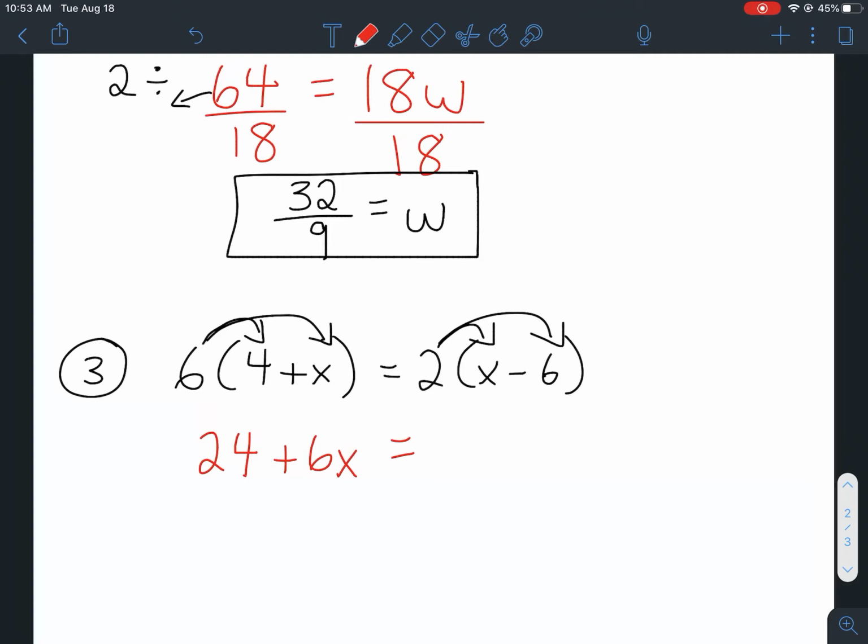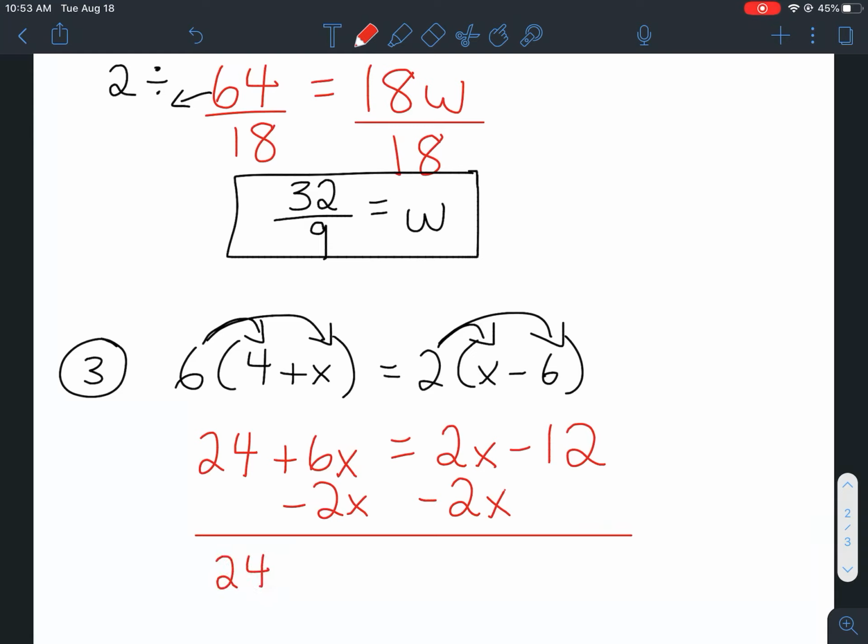And then if I do the same thing on the right side, 2 times x is 2x, and 2 times -6 is -12. And now I'm basically at the same part I was in number 1. I need to get all the variables to one side. So how do I move positive 2x to the other side? I'm going to subtract 2x from both sides.